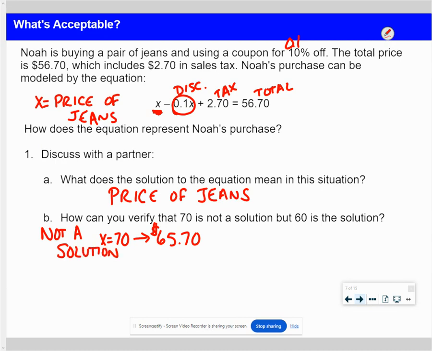Then it says, how could you show that 60 is the solution? If I would substitute in, again, I'm going to try to save us a little bit of time, but I would have 60 minus 0.1 times 60 plus the tax of 2.70. That really does give me 56.70. I promise it works, but you can certainly double check that for me.